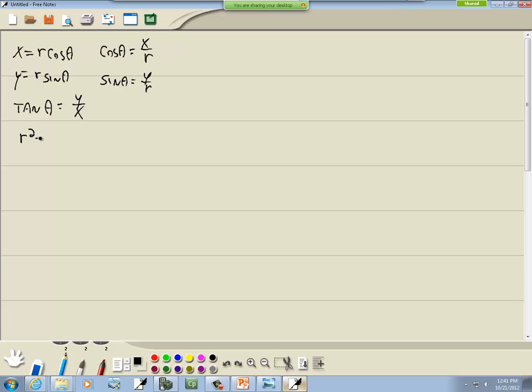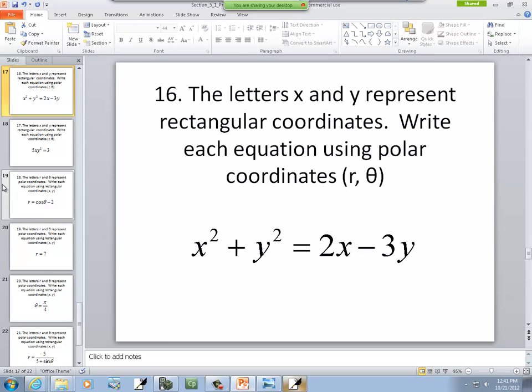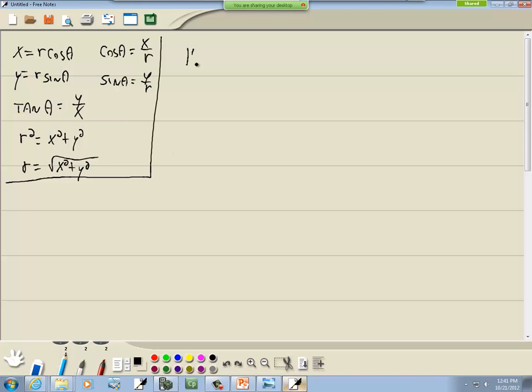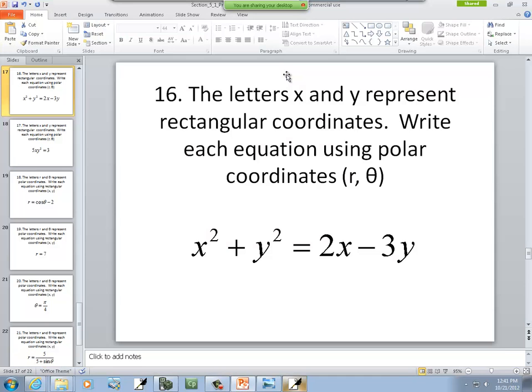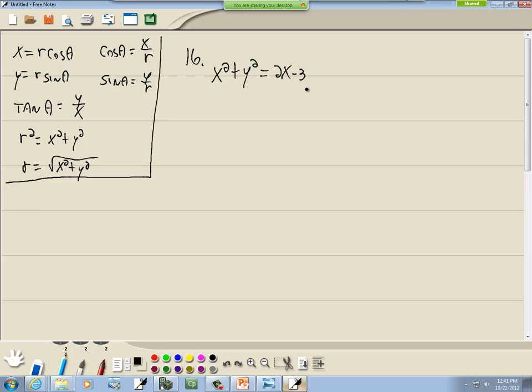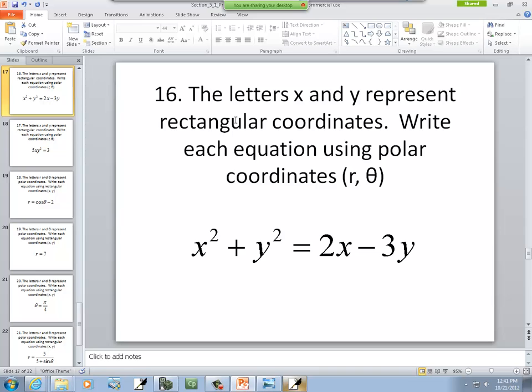We got r squared is equal to x squared plus y squared. We got r is equal to the square root of x squared plus y squared. So that's what we have to work with. Let me take a drink. And let's look at this problem. We got x squared plus y squared is equal to 2x minus 3y. It says the letters x and y represent rectangular. Write each equation using polar coordinates.